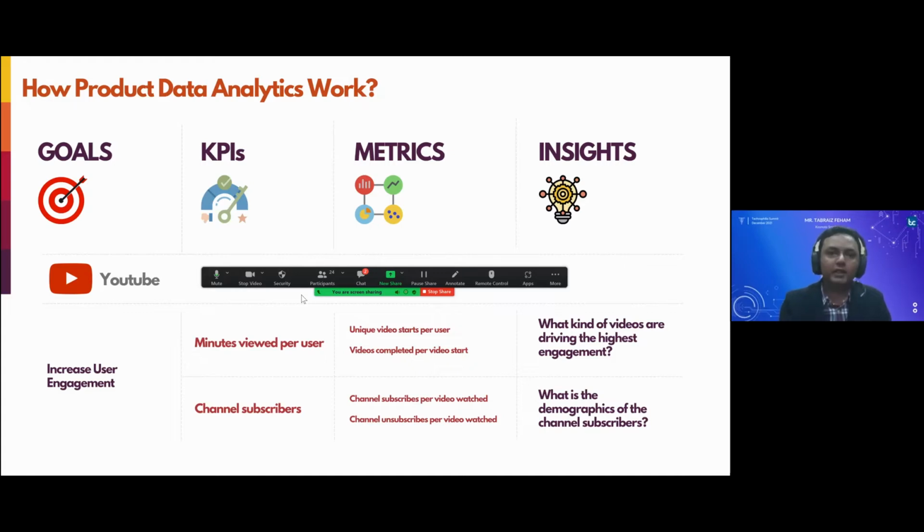When you talk about minutes viewed, you go down to the metrics, like unique video starts per user. How many users clicked and started watching the video? Then how many videos were completely watched by the user. So you would start tracking these metrics. And in terms of channel subscribers, how many channel subscribers per video watched, and how many unsubscribers per video watched. You would start to gather all of this data, and based on these analytics, based on these metrics, you would be able to churn insights.